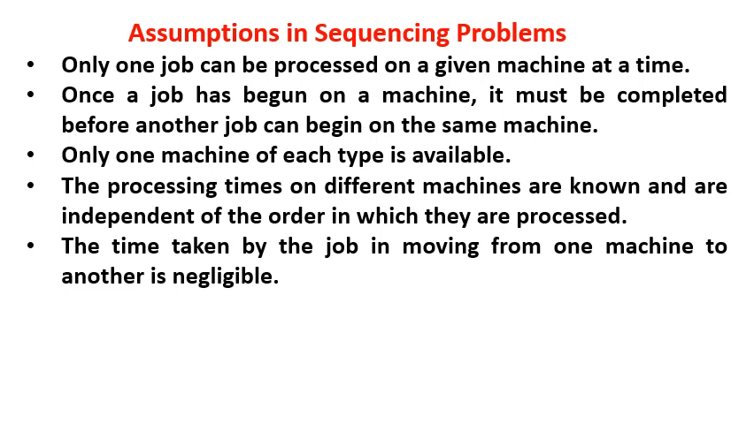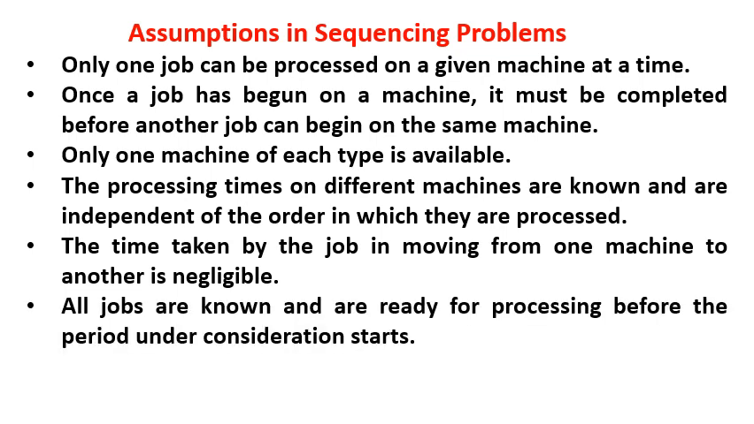We have seen that one machine can take only one job at a time. So machine A completes its processing of job one, and job one now has to go to machine 2. The transfer time of job 1 from machine A to machine 2 we are not considering; we are treating it as negligible. That is another assumption in sequencing problems. The time taken in moving from one machine to another is not taken into account.